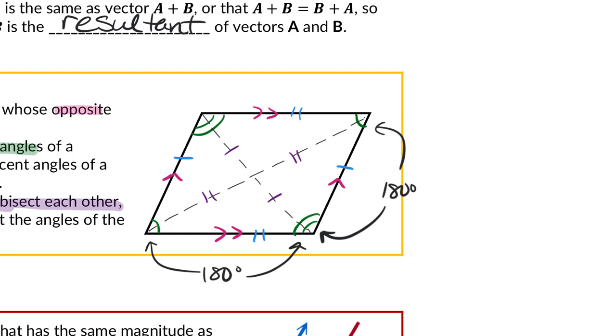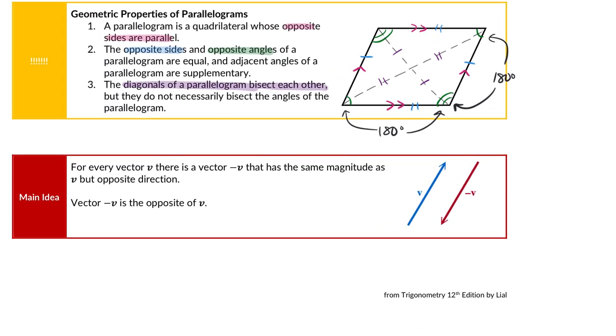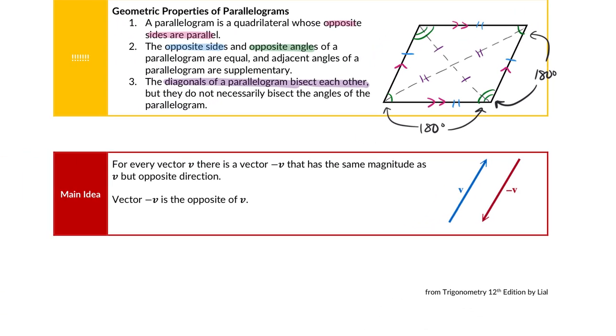We have a few more definitions and concepts before we get into a practice problem because, again, vectors are new to us. But going back to vectors and leaving geometry for a second, for every vector v, there is a vector, negative v, that has the same magnitude but an opposite direction. So do you see how these go one direction, same length but the opposite direction? Those are called opposite vectors.